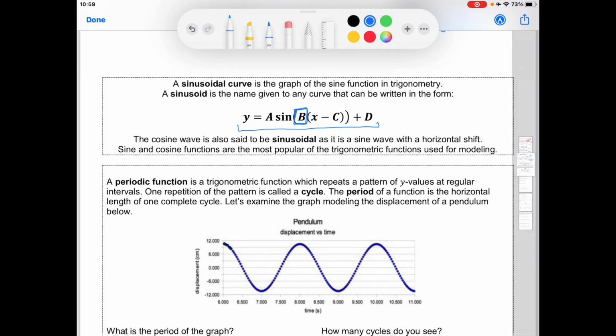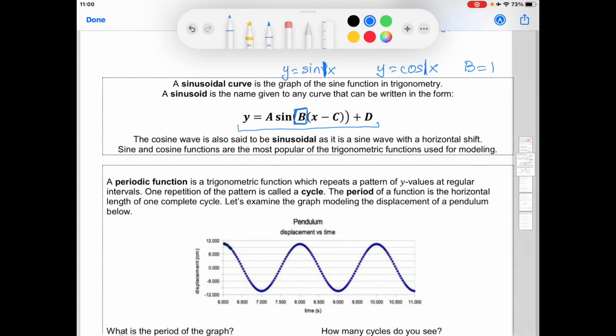We'll talk about A, C, and D later. Each day we're going to be doing a letter of the sine function. When I wrote y equals sine x or y equals cosine x, your B is right here. That is the coefficient of x. So what was your B here? It was just 1 here, right? So B was 1 here.